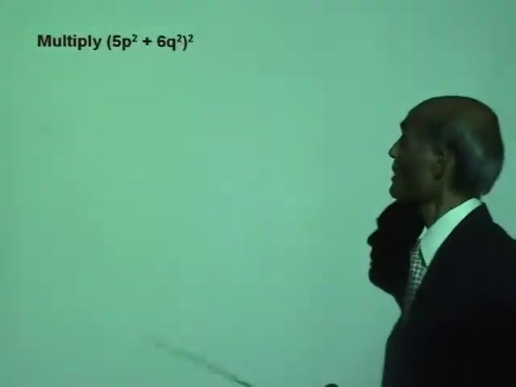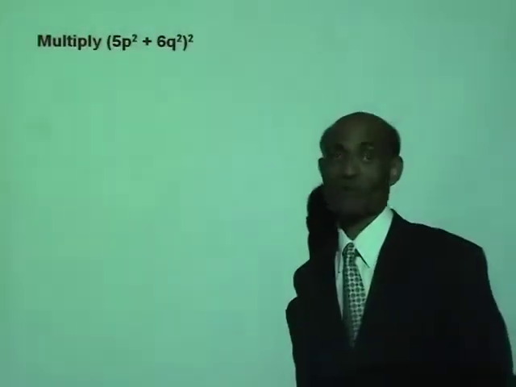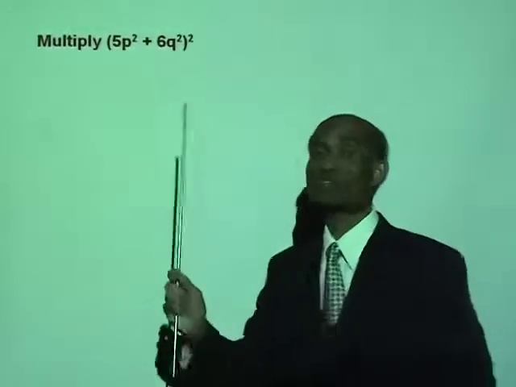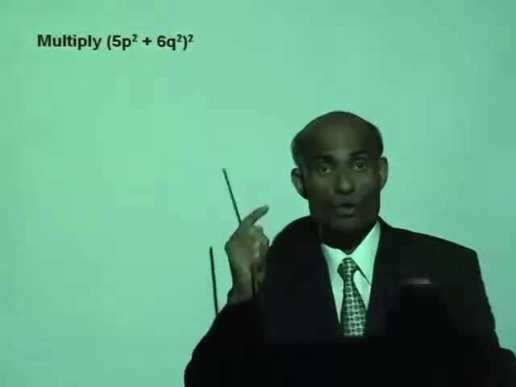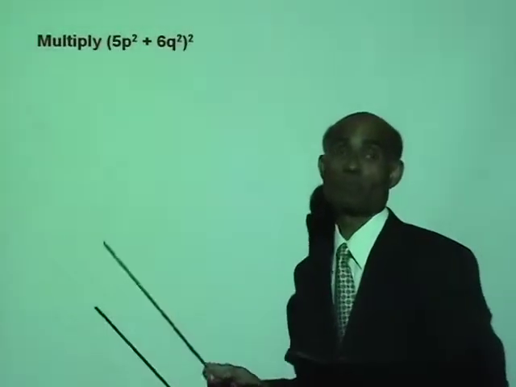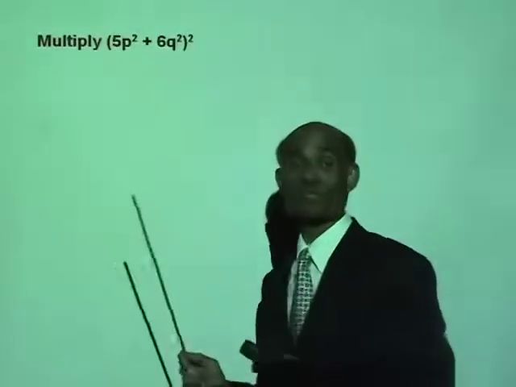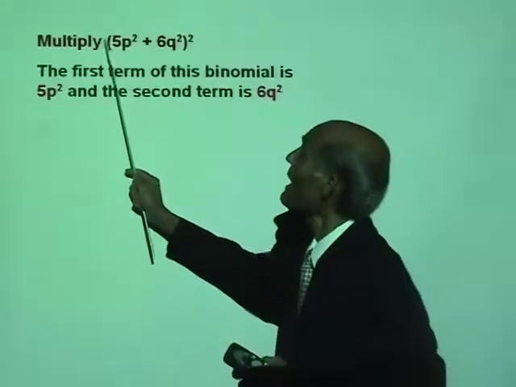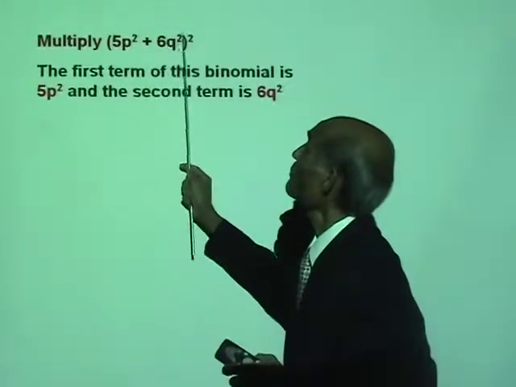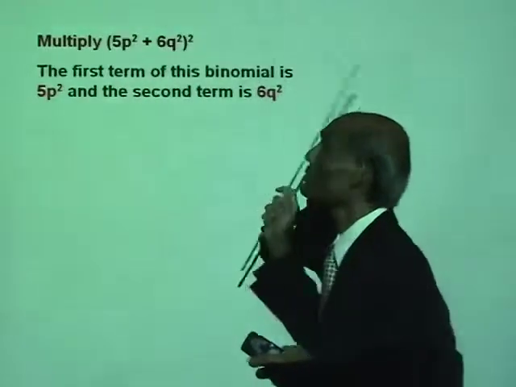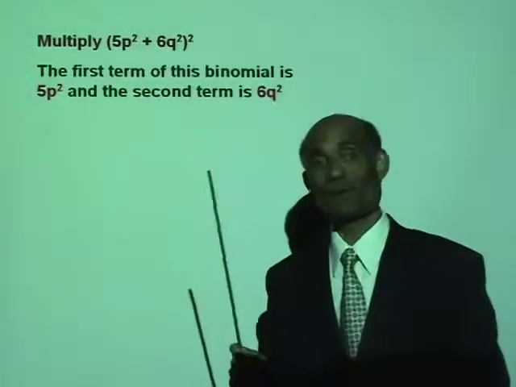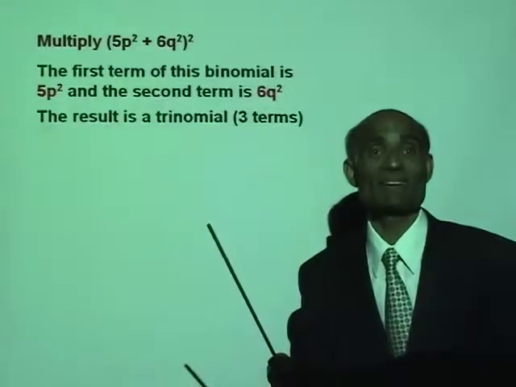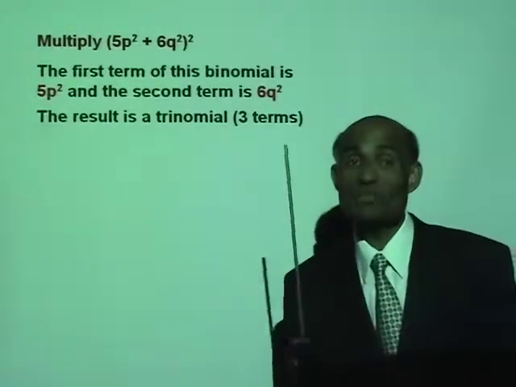Okay, let's do another one. Alright, this is now 5p squared plus 6q squared all raised to the power of 2. This is a binomial. There are 2 terms. What is the first term? The first term is 5p squared. And the second term is 6q squared. Alright, how many terms will be in the expansion of that? The result will contain 3 terms.